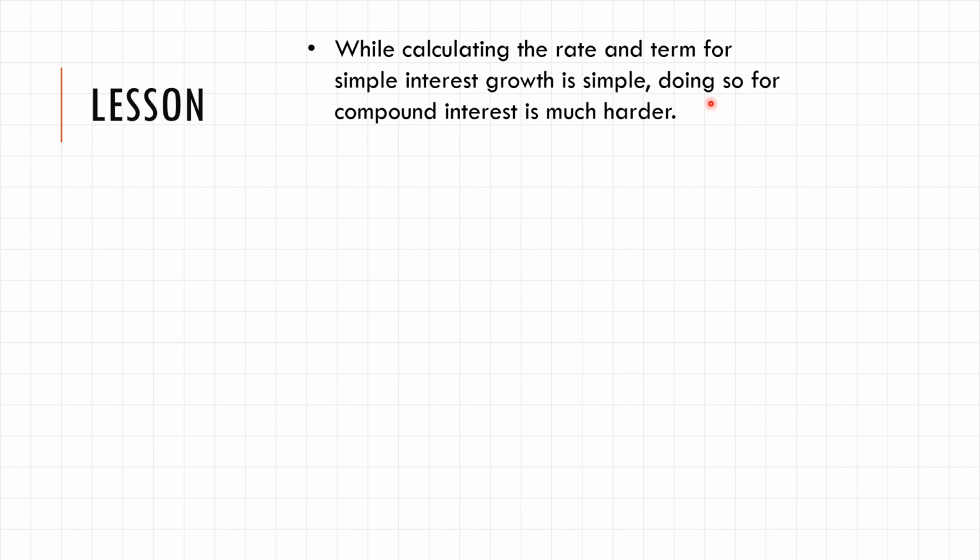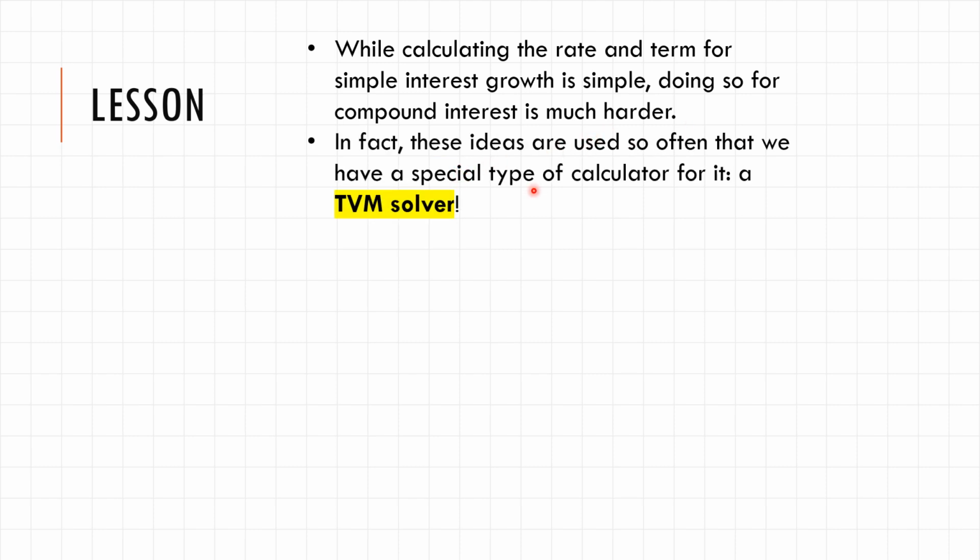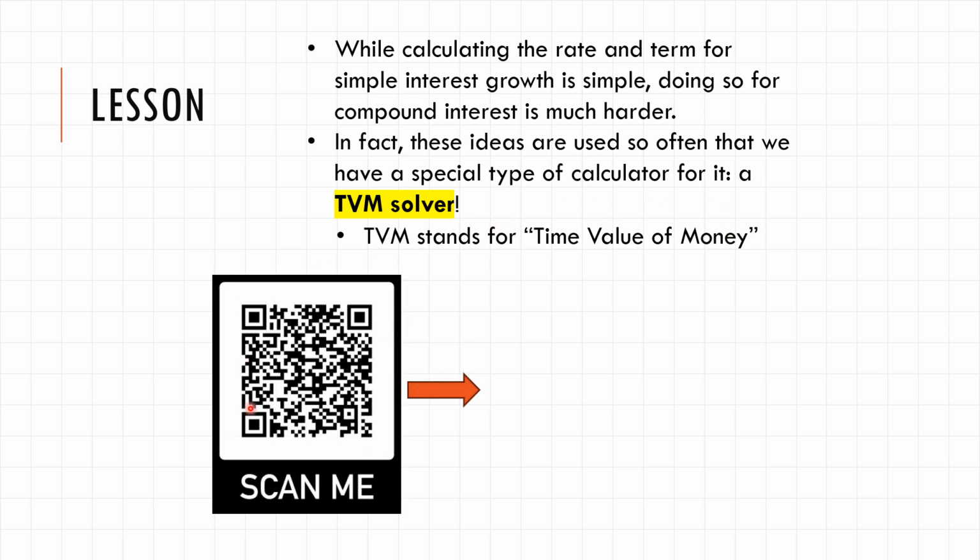So in this lesson, we saw that if we were trying to calculate the rate for simple interest growth, it might be kind of simple, but because compound interest is exponential, it's a lot harder. In fact, these ideas are so difficult but so useful that mathematicians have created a special type of calculator just for them. It's called a TVM solver. And this TVM stands for time value of money. You can use this QR code to find a TVM solver that I use, or you could just Google this or look it up on any search engine to find your own.